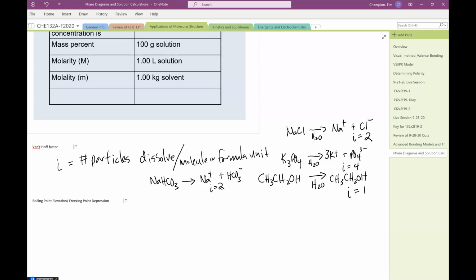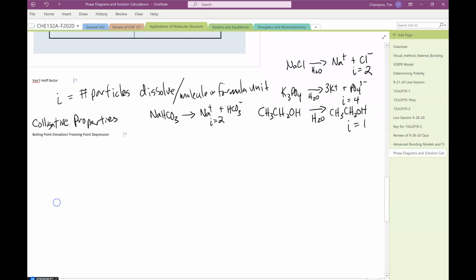So now we're talking about things that are called colligative properties. And these are things that are affected by the quantity of the particles that dissolve in solution, not necessarily by the particle itself, the nature of the particle. So the molecule or the compound only matters in that how much of it's present and how it breaks up into solution. So the first colligative property we're going to talk about is boiling point elevation and freezing point depression.